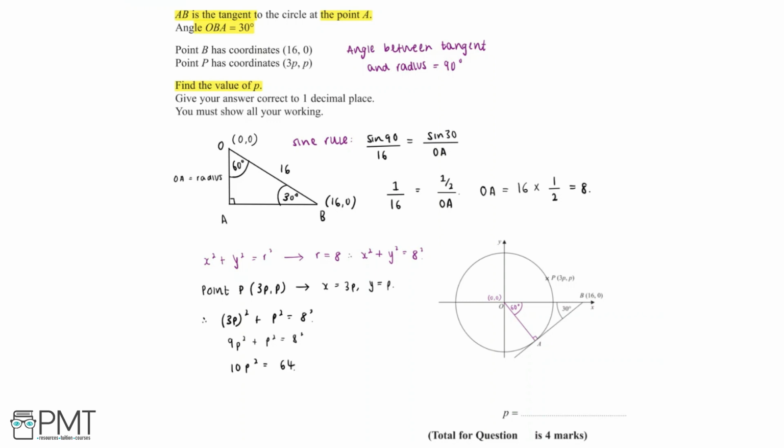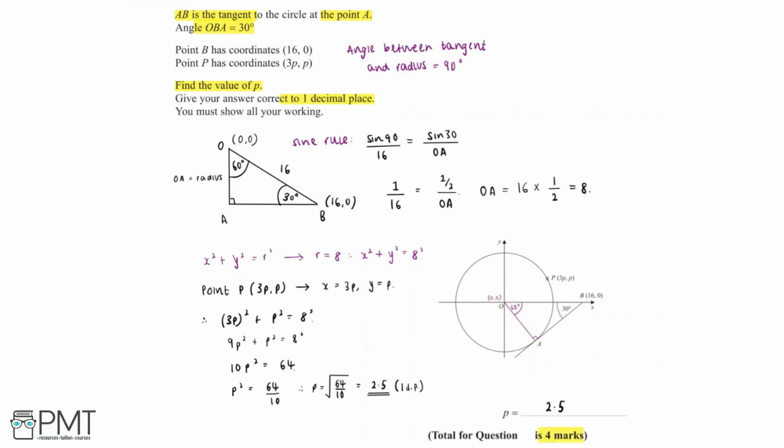Now dividing both sides by 10, we can say that p squared is equal to 64 over 10. And so to find the value of p, we need to square root our answer. And so we can say that the value of p is equal to the square root of 64 over 10. We're asked to give our answer correct to 1 decimal place, and so we can put this into our calculator and find that p is equal to 2.5 to 1 decimal place. And so we've now correctly found the value of p.